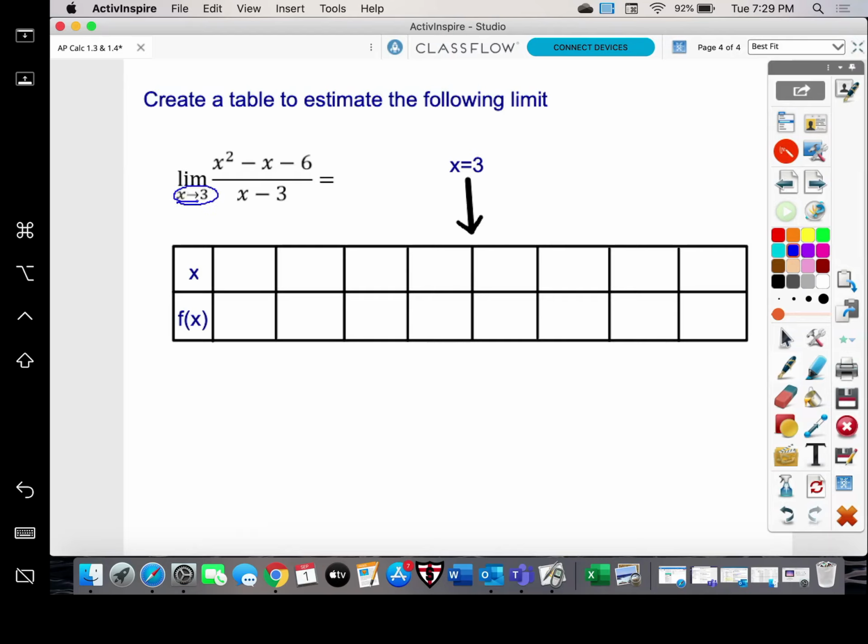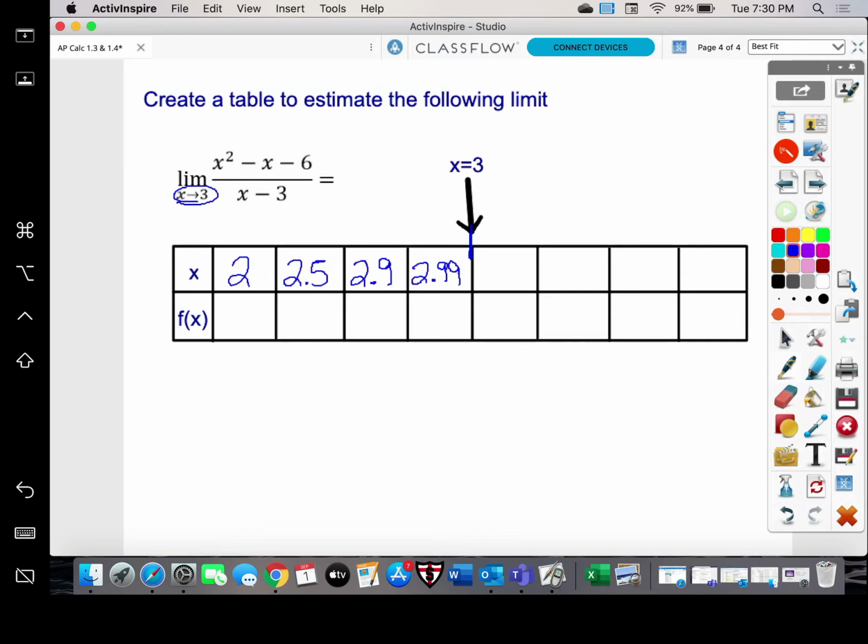Right here it tells us our target value is going to be 3. So x has to approach 3. We need some numbers on the left of 3 and on the right of 3, and we want to stay pretty close. So oftentimes people will start to the left of 3, maybe we start with 2. Then we have to get closer, and maybe we do a 2.5 because that's closer to 3. Then maybe we do a 2.9 because that's closer yet, and 2.99.